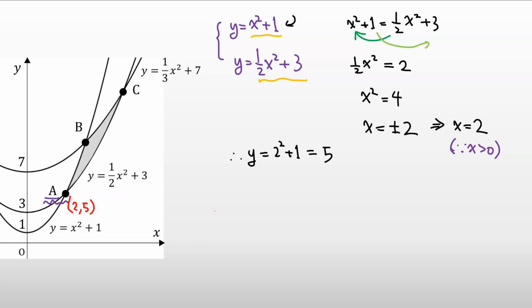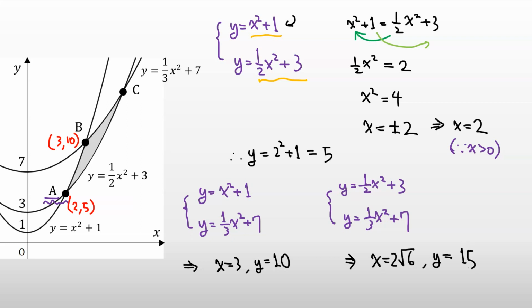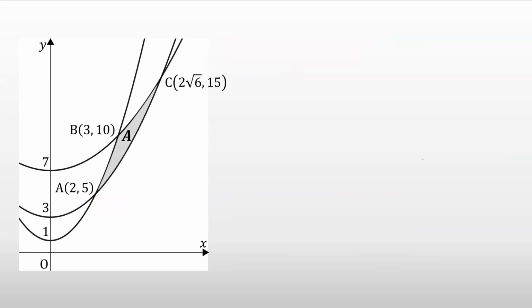And we can basically do the same thing for the other intersection points as well. From this, we obtain x equals 3 and y equals 10. So the coordinates for point B are (3, 10). And from this, we obtain x equals 2 times the square root of 6 and y equals 15. So the coordinates for point C are (2√6, 15). Alright, so we have obtained these coordinates. Also, let us denote these feet of the perpendiculars on the x-axis D, E, and F as well, because we are going to refer to these points.